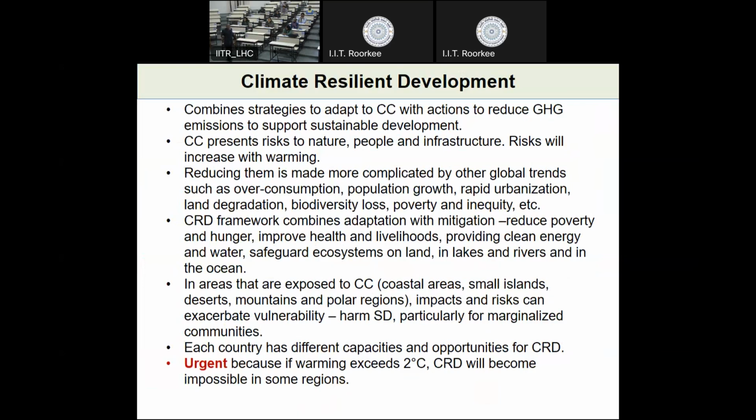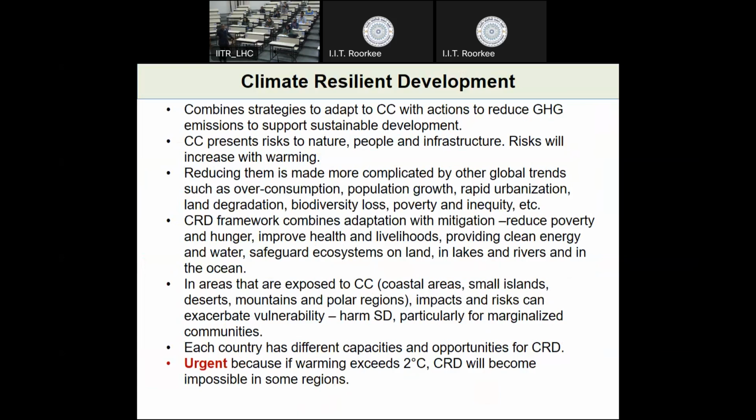This is a framework which combines adaptation and mitigation, and the actions could be to reduce poverty and hunger, because poor people have less adaptive capacity. Those who are hungry have less adaptive capacity, they are more exposed. Improve health and livelihoods, and provide clean energy and water. If you provide clean energy, the energy whose generation does not lead to additional warming, that would be good for climate. If you provide clean water, then the diseases would be less, deaths would be much less.